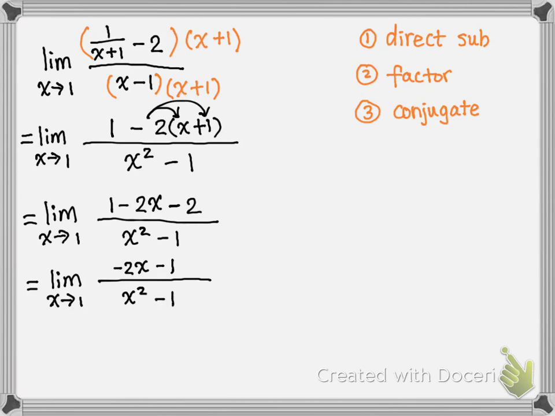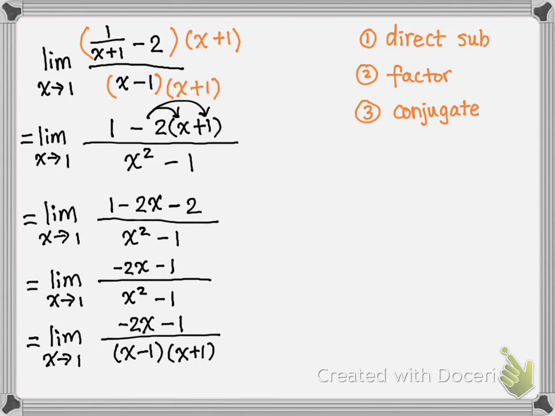Can we do the factoring? Yes, we can. The limit as x goes to 1, on the bottom, we get x minus 1, x plus 1. And on the top, we get minus 2x minus 1. Any cancellation? No. So now what do we do?